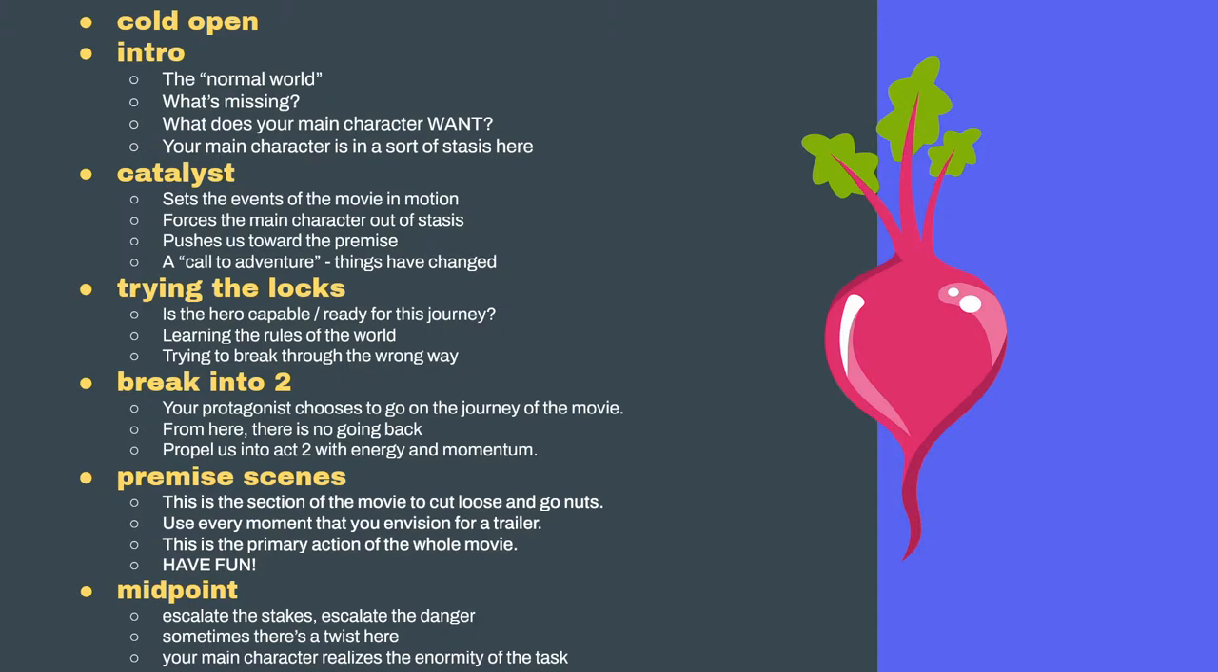Intro is a short sequence. Catalyst is just one thing happening. Trying the locks is a short sequence. An act break is just one thing. Catalyst moves us towards the event.